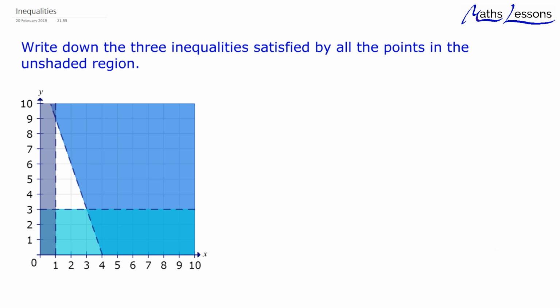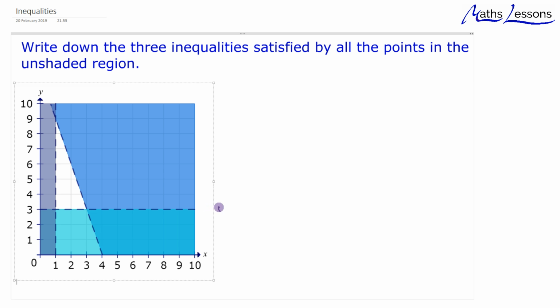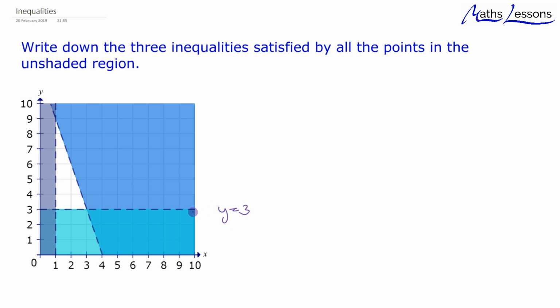Okay, so here we go. We've got this line here where everywhere on the line y equals 3, all the way along that line. And we want to be above that line. So we want y to be greater than 3. Now dotted means greater than. If it was a thick line, we'd have greater than or equal to. So that's the line y is greater than 3.